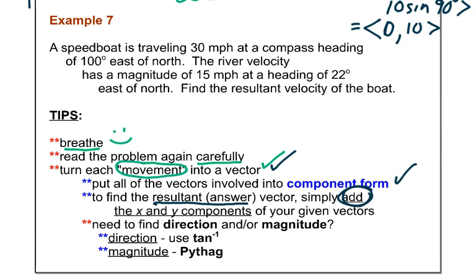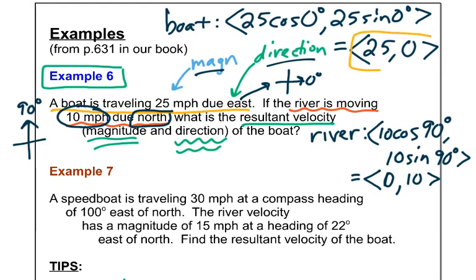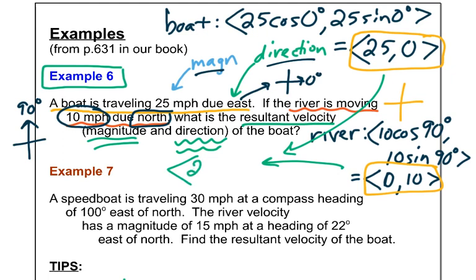And when you add them, remember we just add the components. Just like we did in previous problems when we learned about the operations of vectors, you can just add the x's and add the y's. Let's do that. So I'm going to take this vector here, the boat vector, and let's add the river vector. And when I do that, I get, let's see, just add the x's, 25 plus 0, and I add the y's, 0 plus 10. Good. That's the resultant vector, and that's great. That's the new vector that the boat is traveling.